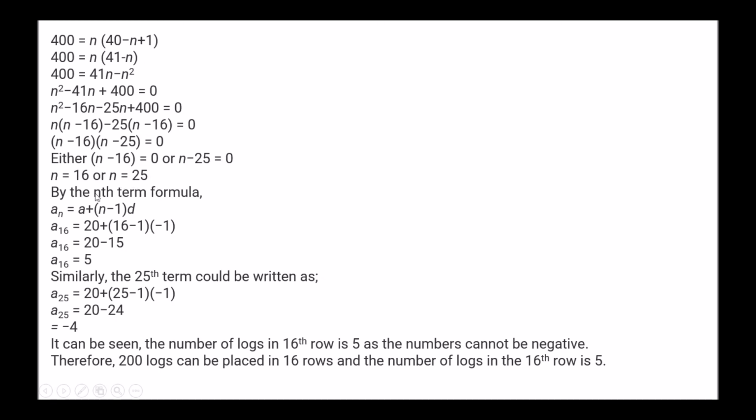We will put these in the nth term formula. So we will get A16 equals 5. Similarly, the 25th term can be written as A25 equals minus 4. It can be seen that the number of logs in the 16th row is 5, as the number cannot be negative. Therefore, 200 logs can be placed in 16 rows and the number of logs in the 16th row is 5.